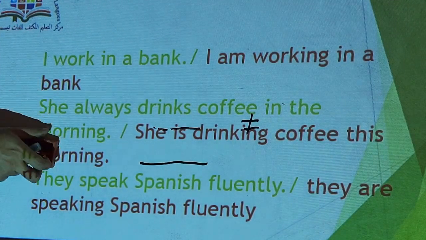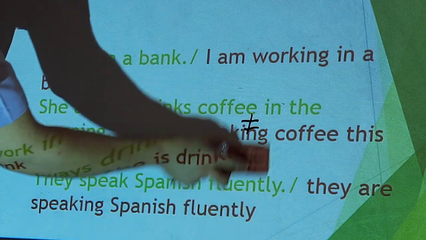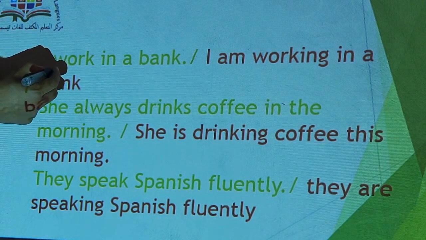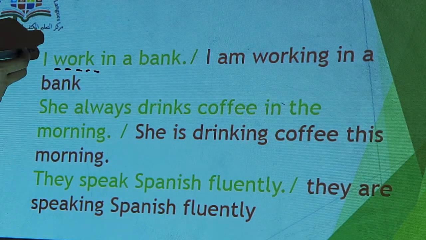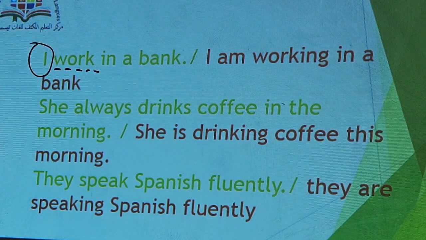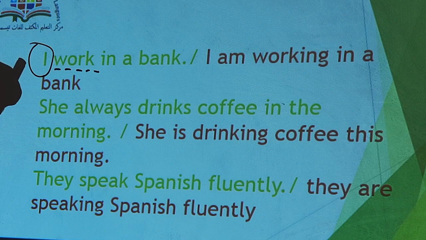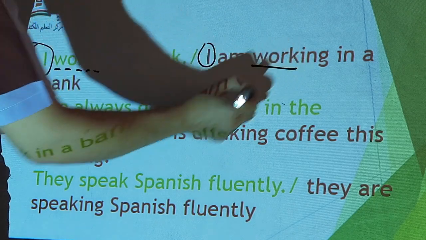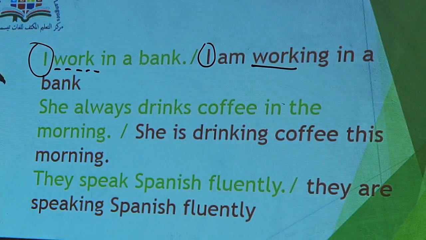Now, let's read these examples that we have here. I work in a bank. Look here. We have our subject and we have our verb. I work in a bank. This is what we call the present simple. However, when I say I am working in a bank, it is the present continuous. If you notice here, we have the same subject, the same verb, and the same complement. However, the meaning is completely different.